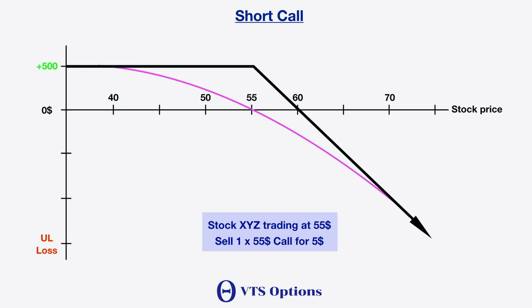We've got stock XYZ currently trading at $55, and we're going to sell a $55 call for $5. In your trading software, you would just sell to open a single leg call option. Now this shape here is the short call risk profile at expiration.